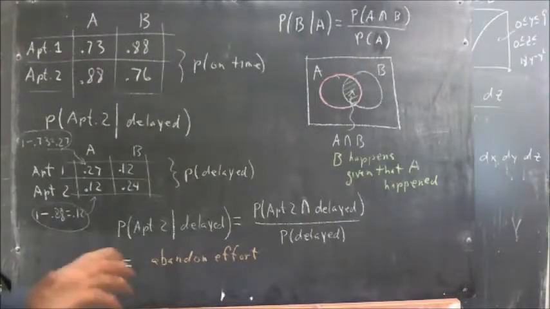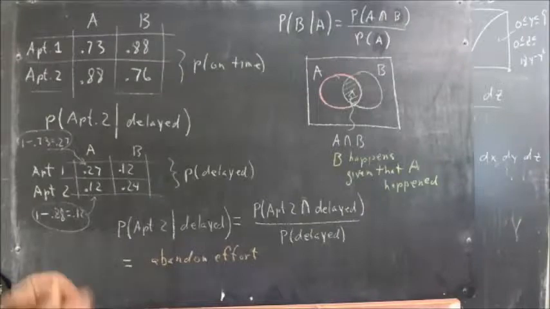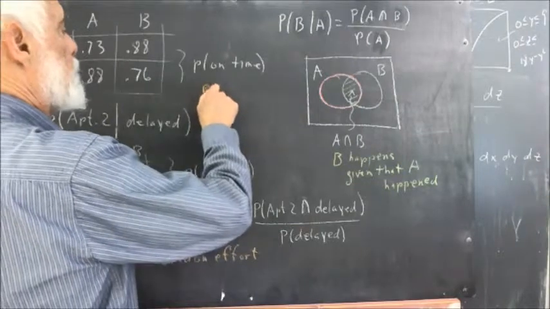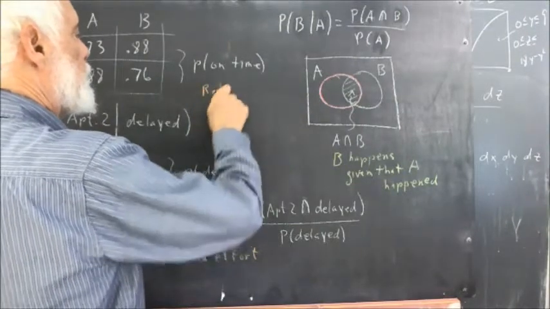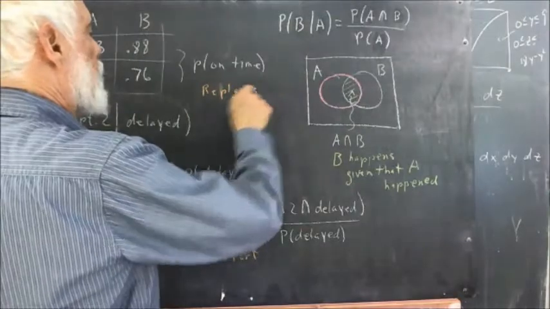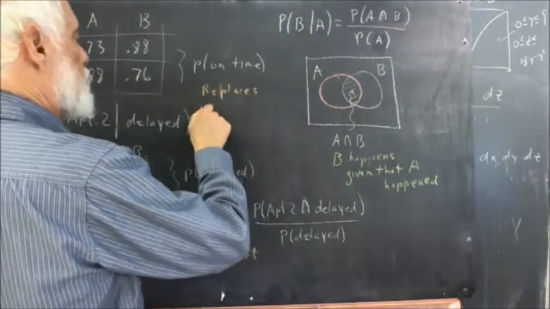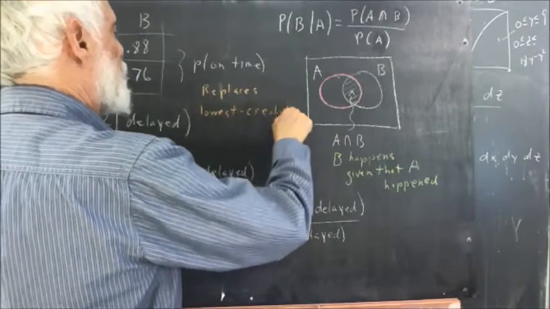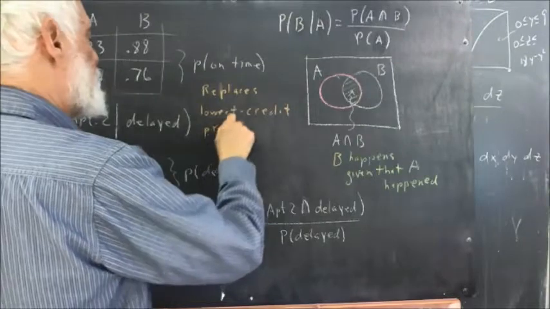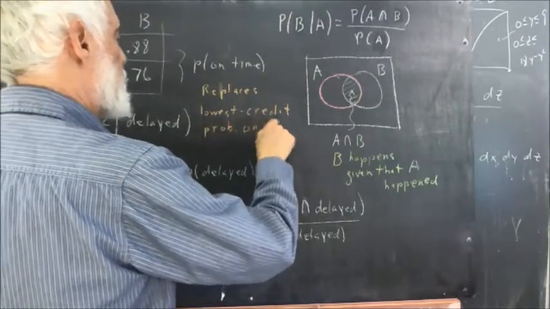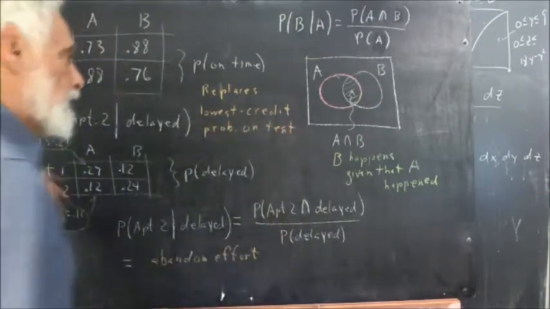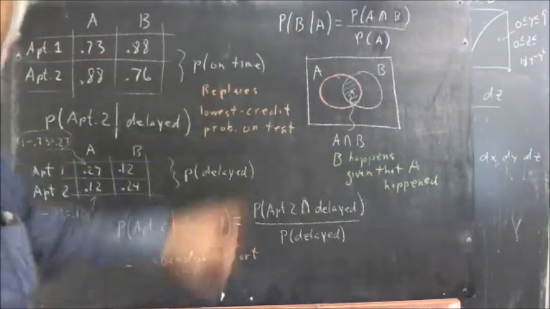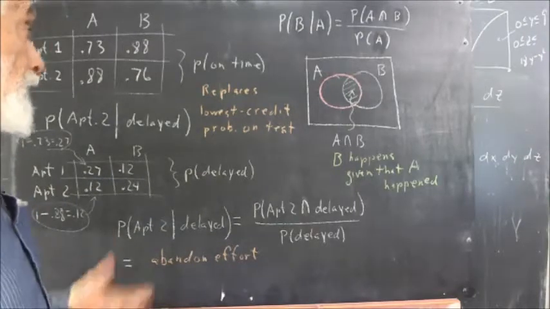So the deal that I said is that this problem replaces the lowest credit problem on your test. That is the problem you do worst on. If you do better on this one than you do on the worst credit problem, then it replaces that problem. Otherwise, it's not counted.